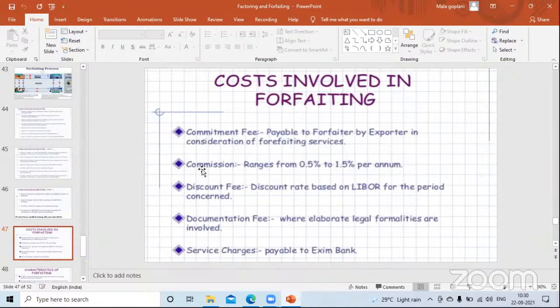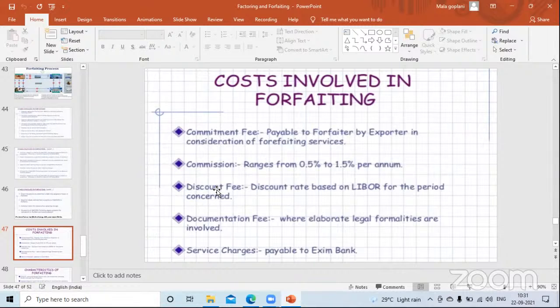Okay, next, commission will also be paid based on the amount of the bill. Suppose the bill is of a high range, huge value, $1 lakh, $2 lakh. So commission will be a little higher. If the amount is a little low, then commission will also be a little low. So it ranges from 0.5 to 1.5% per annum. Same as factoring. Remember? This was the same in factoring. Remember, 0.5 to 1.5% per annum.